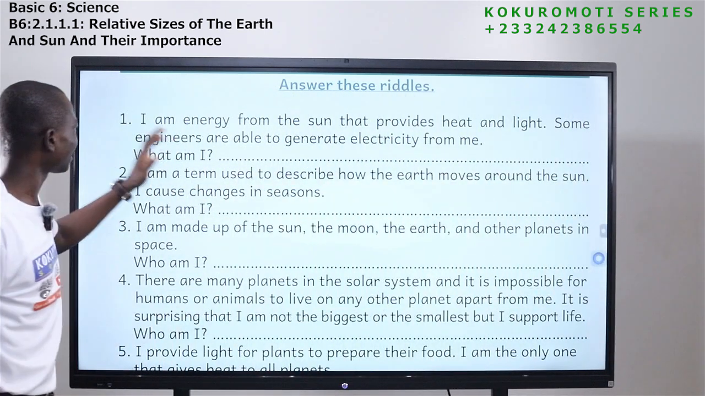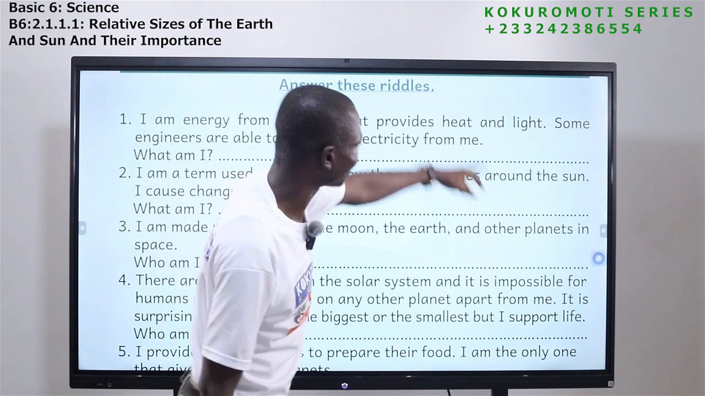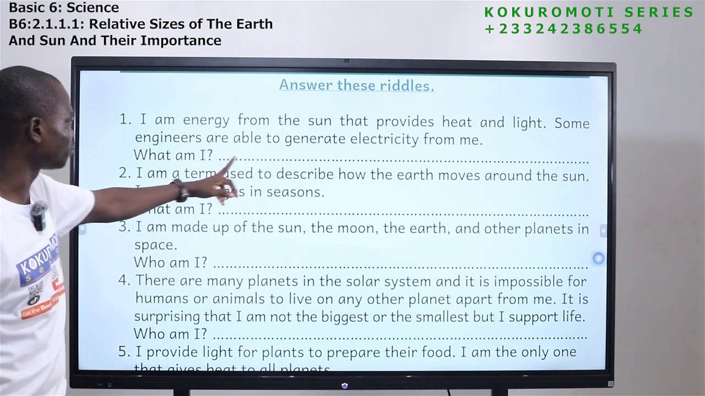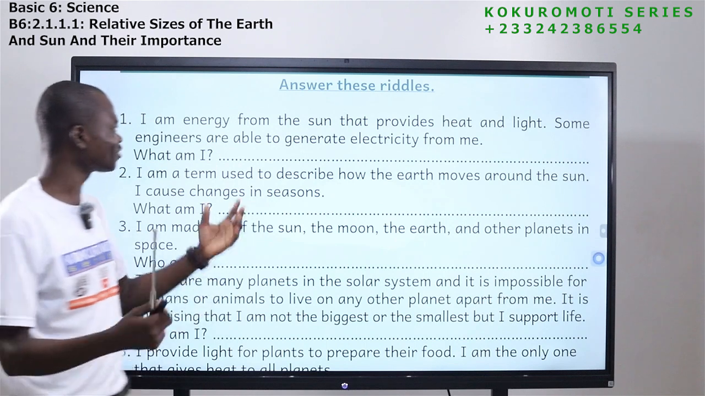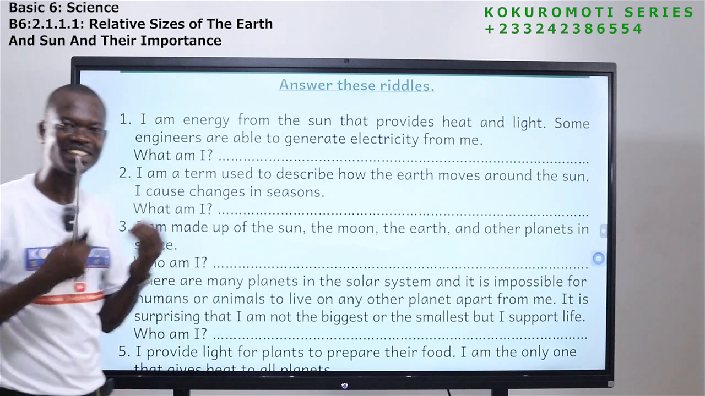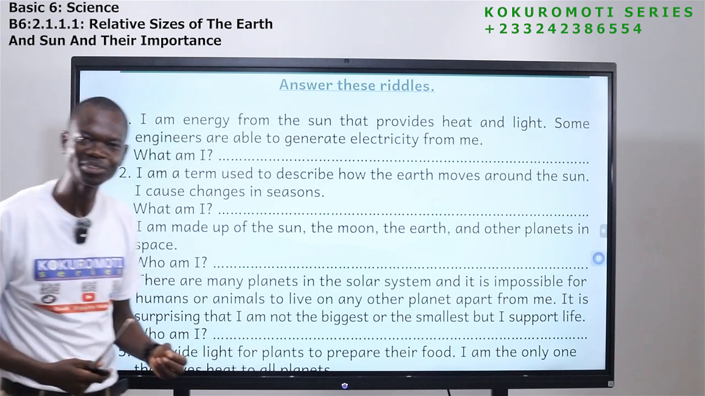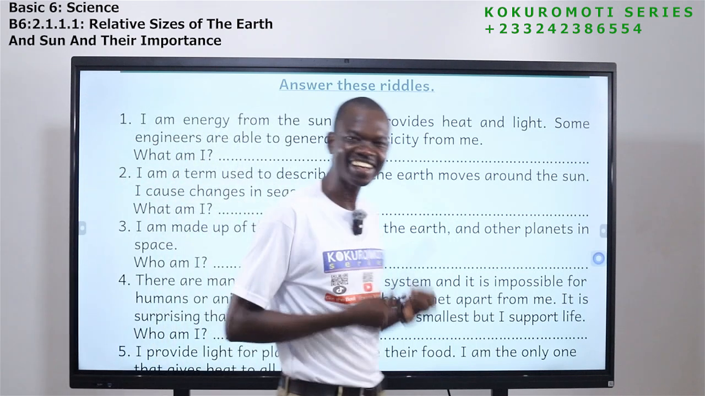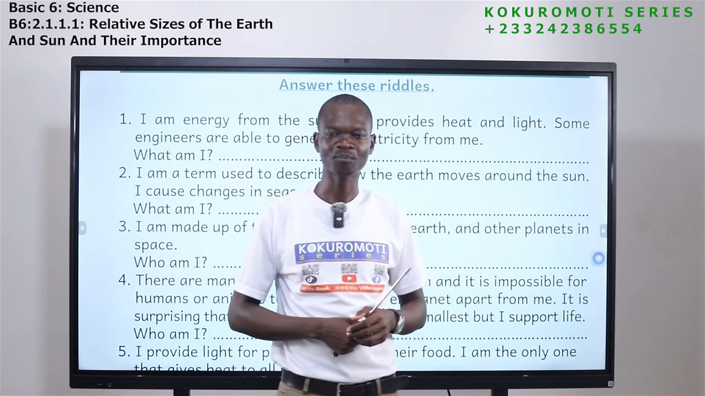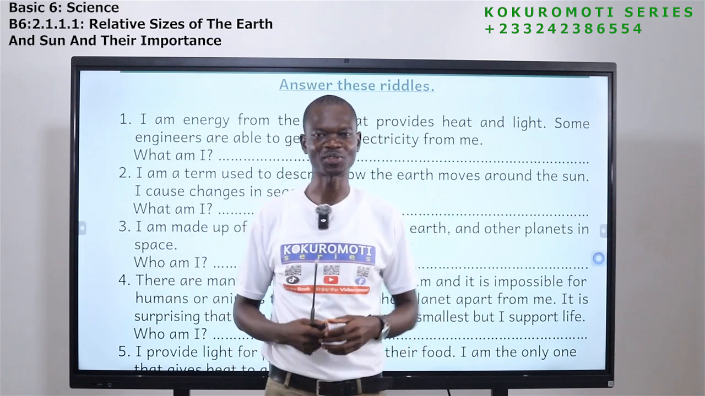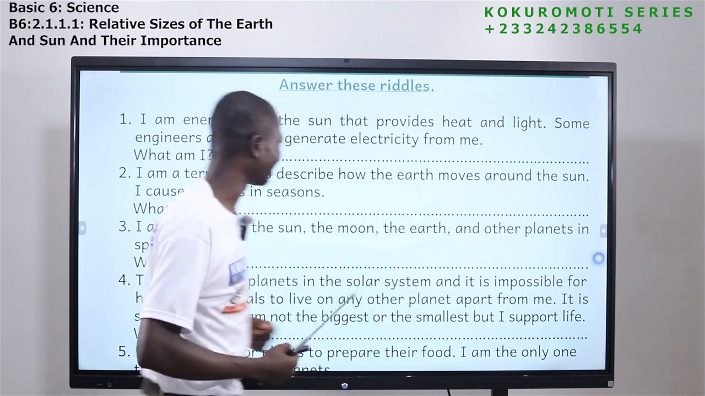Number 1, I am energy from the sun that provides heat and light. Some engineers are able to generate electricity from me. What am I? So energy from the sun that some engineers are able to use to generate electricity. What's the name of this energy? Should I help you? Energy from the sun used to generate electricity. What is the name of the energy from the sun? Solar energy. Okay, so that is solar energy.